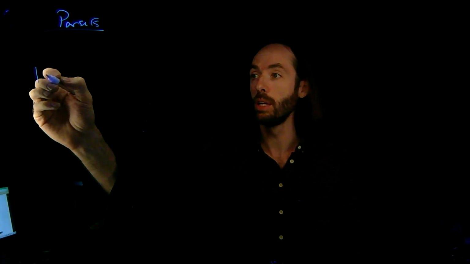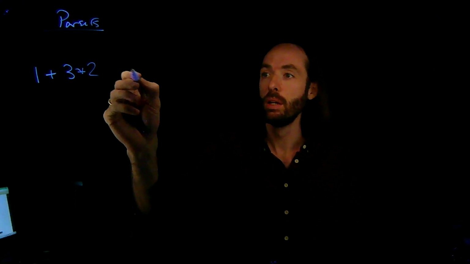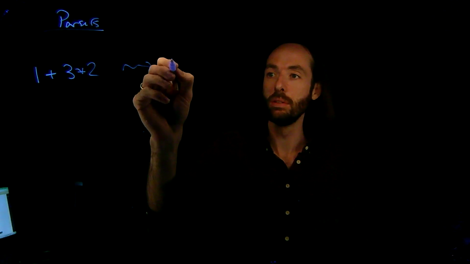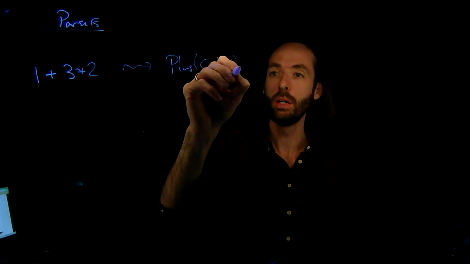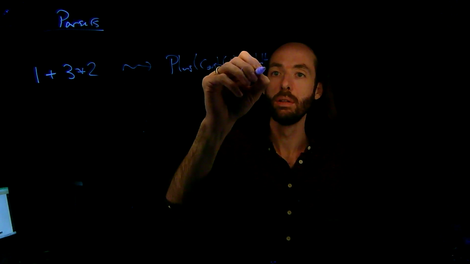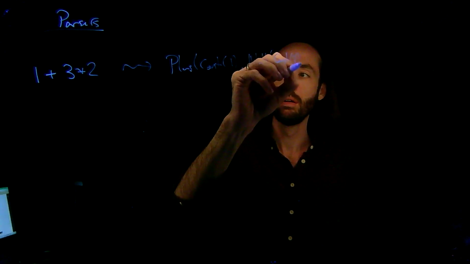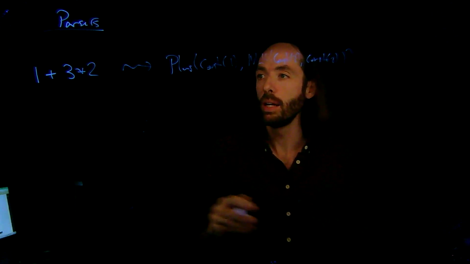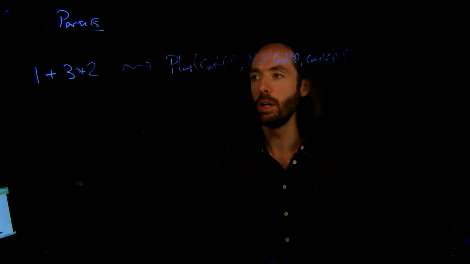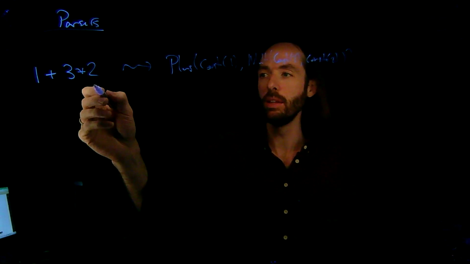Right, so if we just talk about arithmetic, we might want to take something like 1 plus 3 times 2, and convert this into plus of const 1, mult of const 3, const 2. You can see the translation might not be too hard, but what happens is there's a lot of ambiguity in the way that we write stuff.